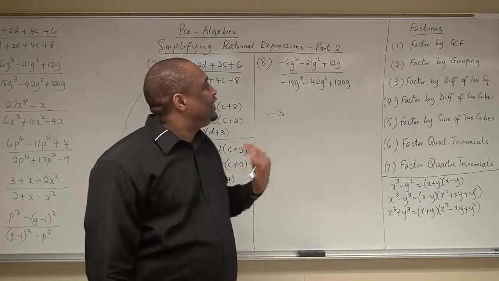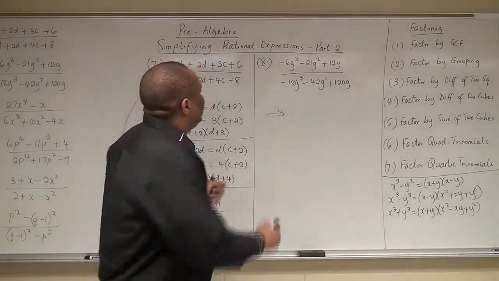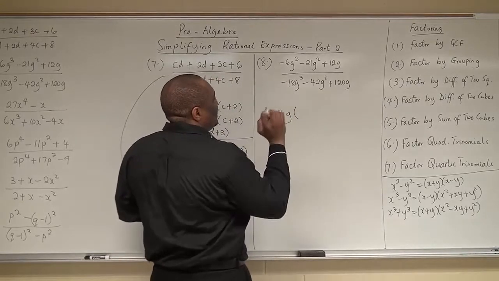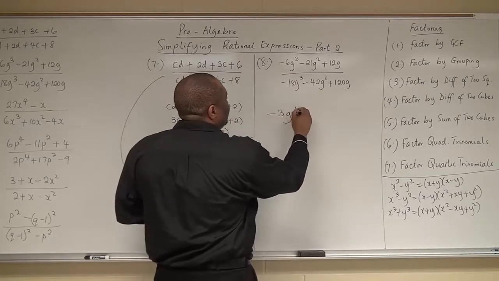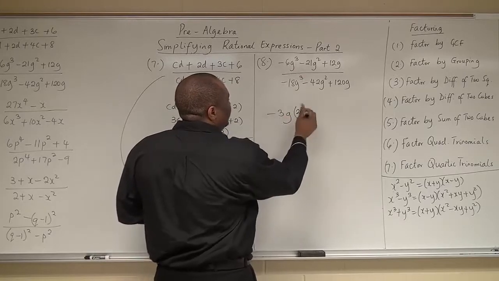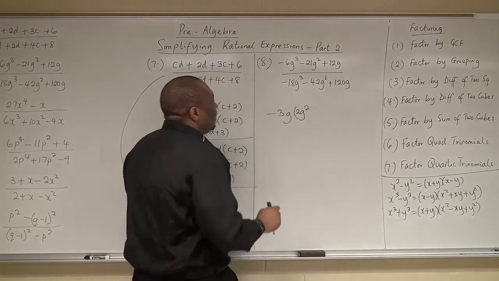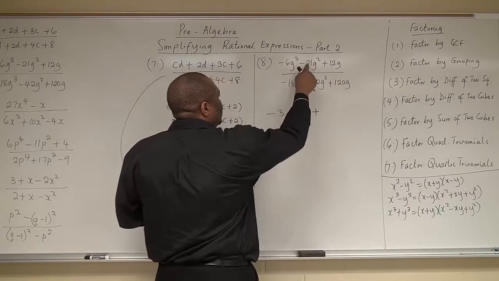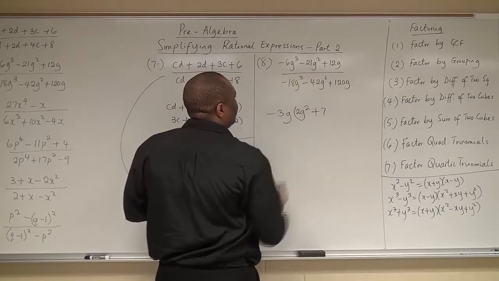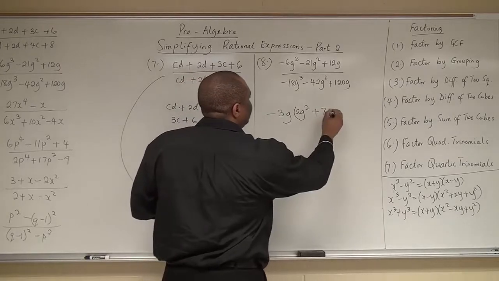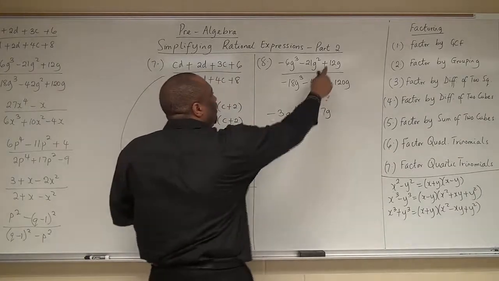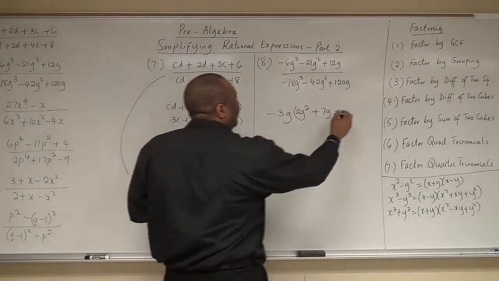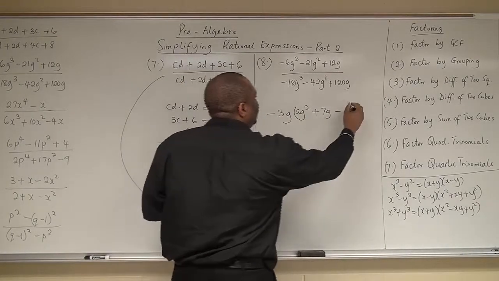Now for the g we have g cubed, g squared, g. The GCF is g. Negative divided by negative is positive. 6 divided by 3 is 2. g cubed divided by g is g squared. Then negative divided by negative is positive. 21 divided by 3, 7. g squared divided by g, g. Positive divided by negative is negative. 12 divided by 3 is 4. g divided by g is 1.